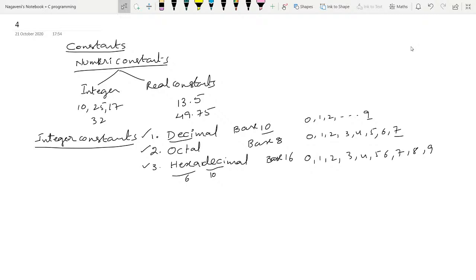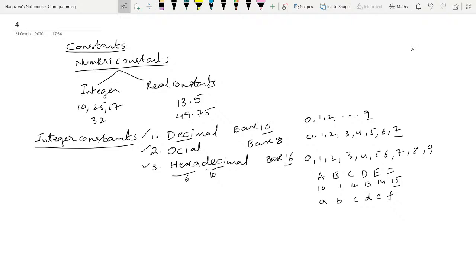We require 6. That is A, B, C, D, E, F. So A represents 10, B represents 11, C represents 12, D represents 13, E represents 14 and F represents 15. Since the base is 16, the highest number is 15 only. And instead of capital A to F, I can use small letters also: a, b, c, d, e, f we can use.